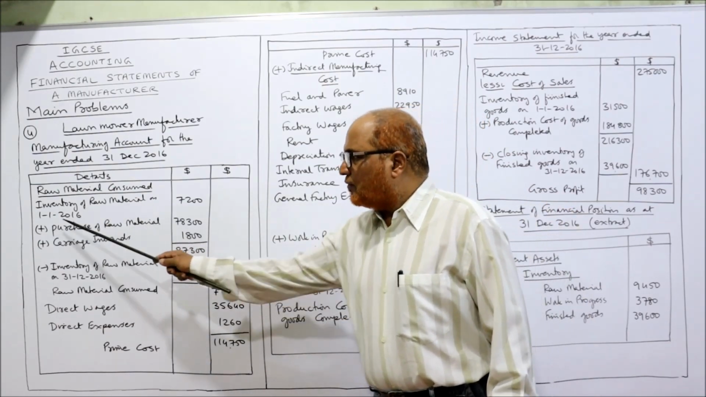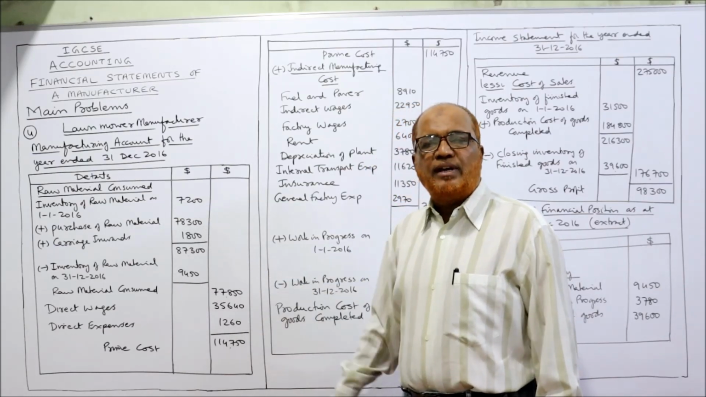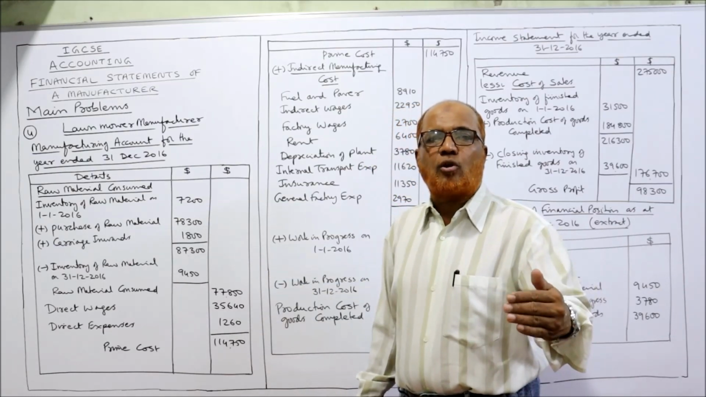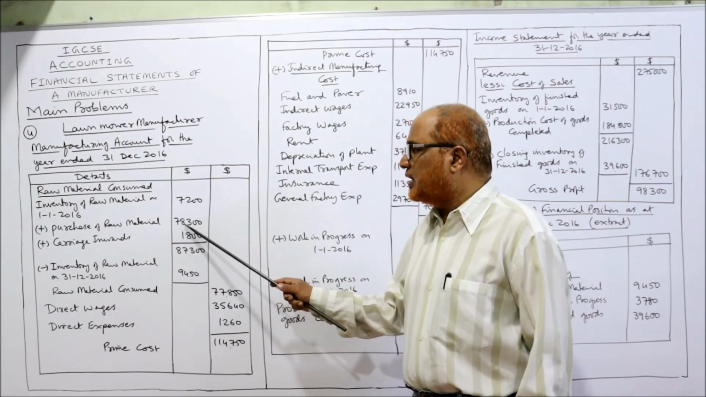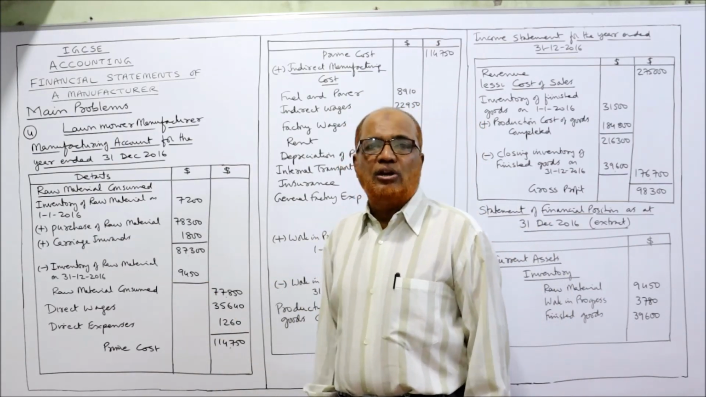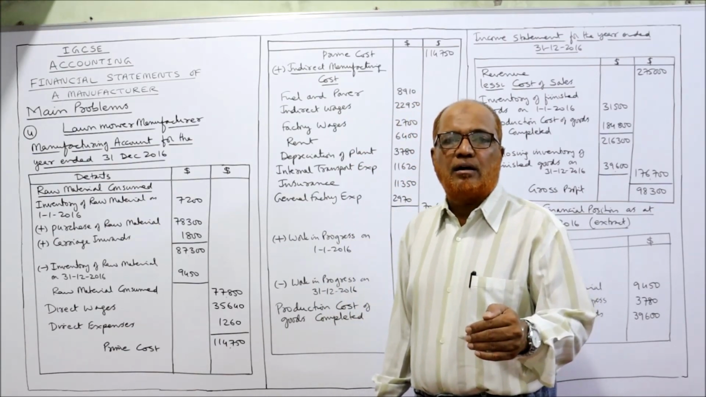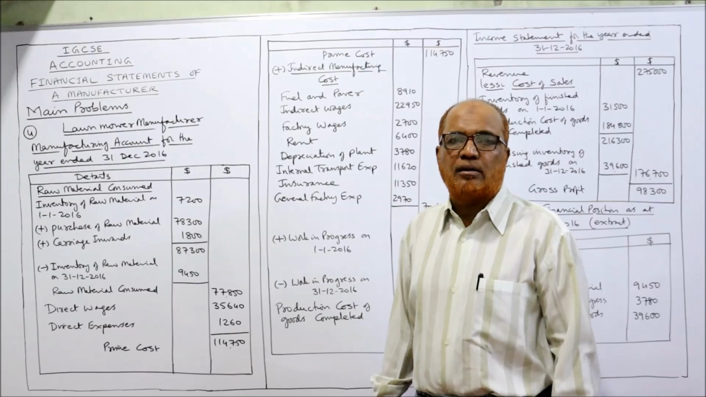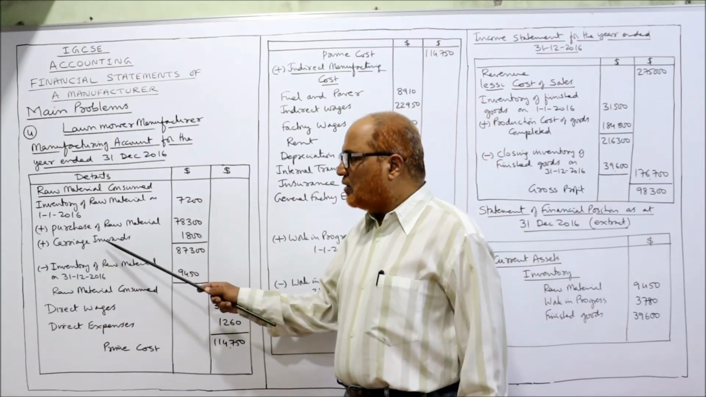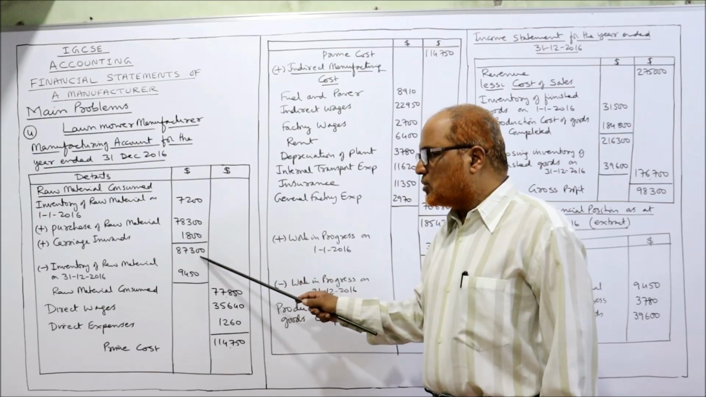Inventory of raw material on 1st January, opening 7,200. To this we add purchase of raw material given in the problem, 78,300. To this you add carriage inward, the transportation cost on purchasing the material, which will be added to material only. So carriage inward will be added to purchase of raw material. So the total comes to 87,300.